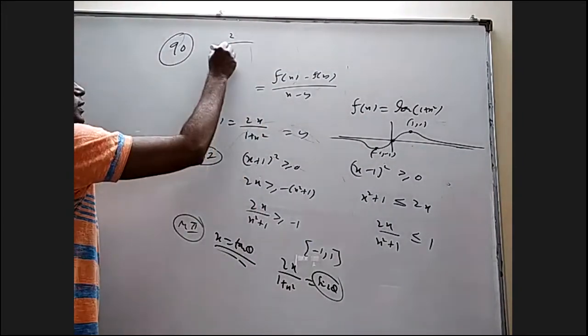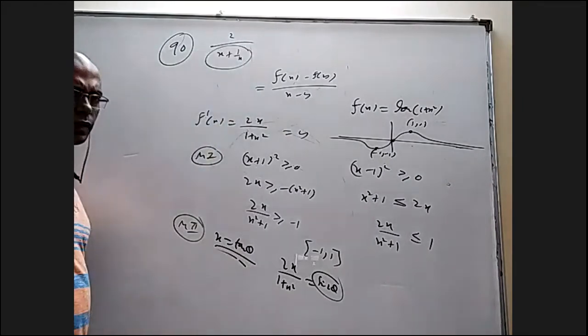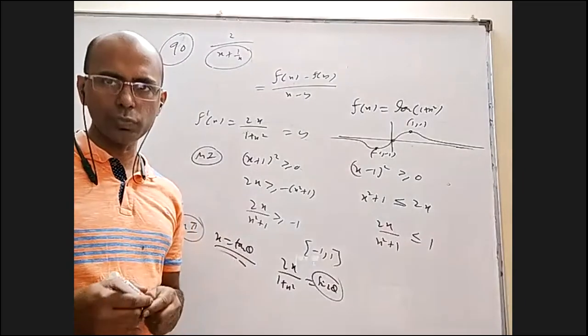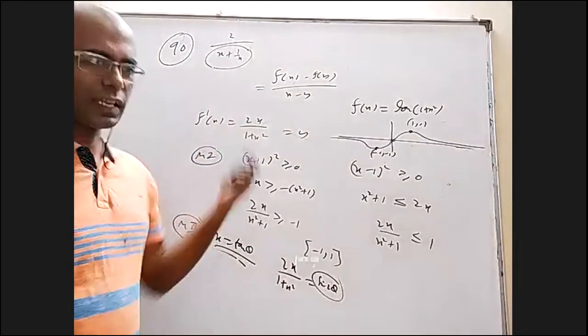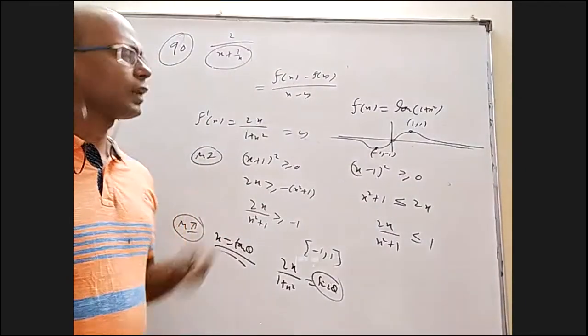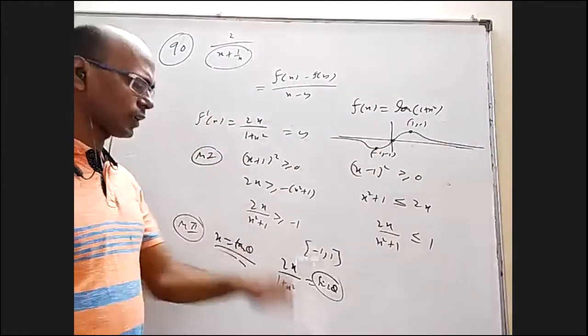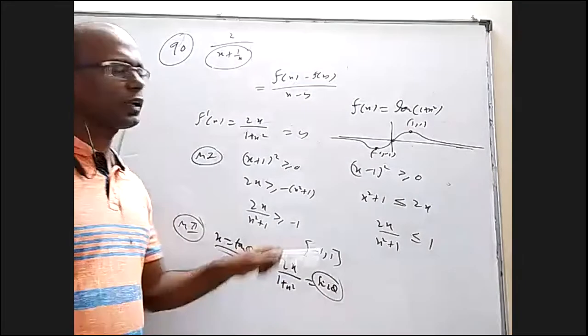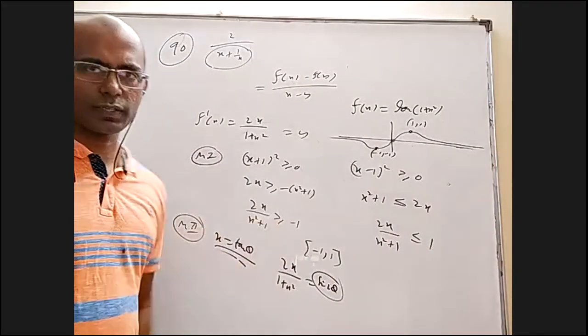2 by x plus 1 by x. We all know something plus 1 by something, for positive values, will be greater than or equal to 2. For negative values, it will be less than or equal to minus 2. When you take the reciprocal of that also, you'll get minus 1 to 1. Somewhere or other, the range equal to minus 1 to 1 can be proved by any one of these 4 or 5 methods.